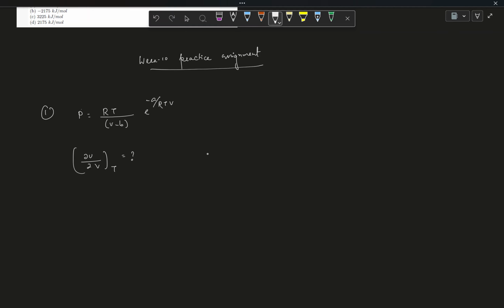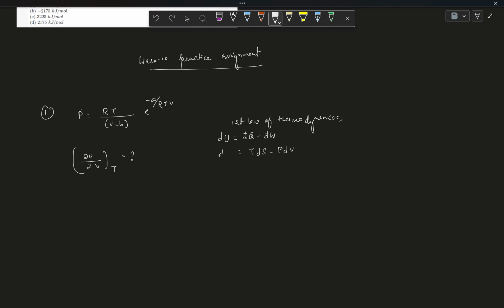Now here you can first use the first law of thermodynamics, that is dU equals dQ minus dW. This you know from the first law of thermodynamics. So dQ is the heat exchange, dW is the amount of work done, and dU is the change in internal energy. Because you have to take the partial derivative of U with respect to V, you have to first know what is dU here. So you know that dQ is T times dS, dS is the change in entropy, and dW is simply P dV, right?